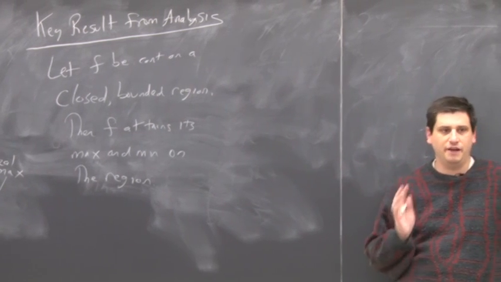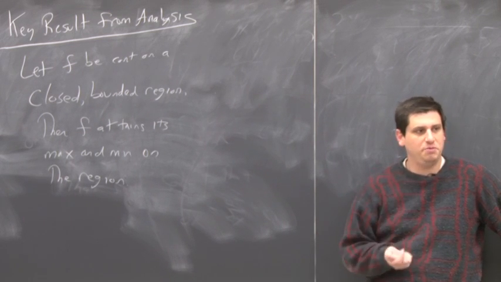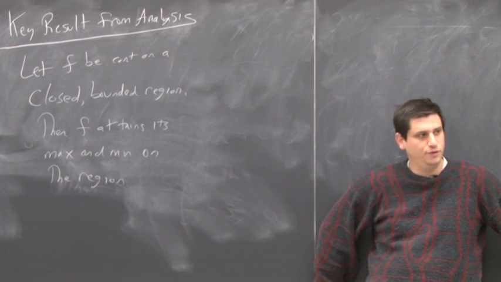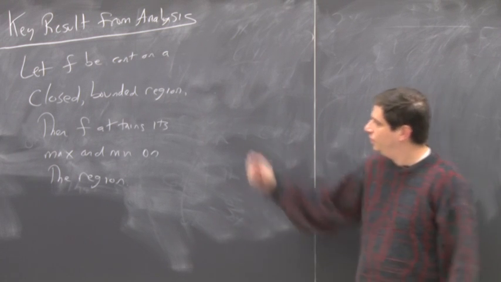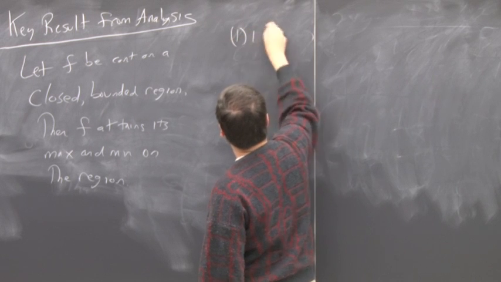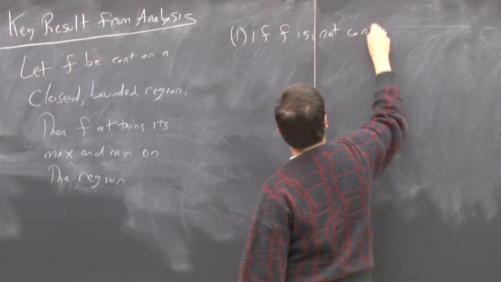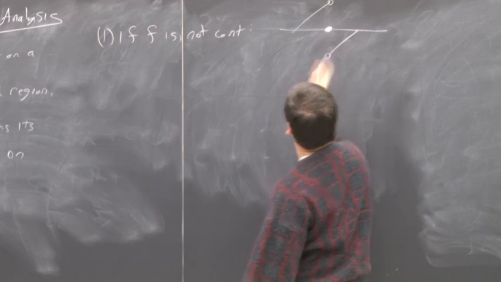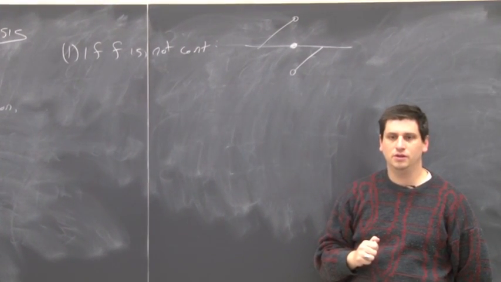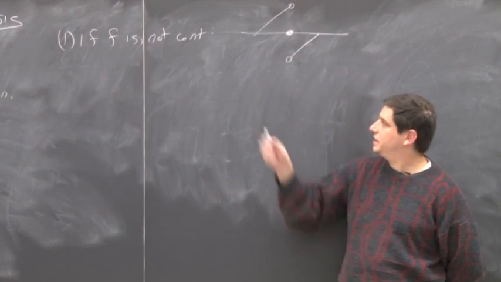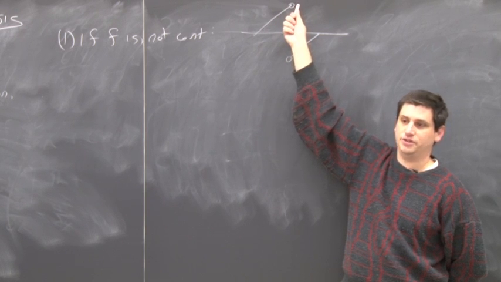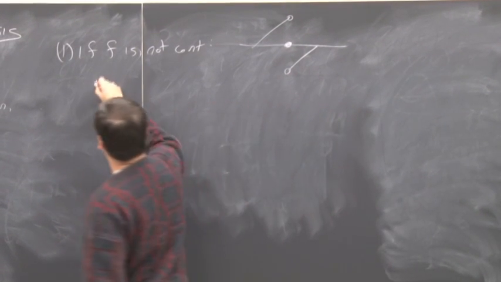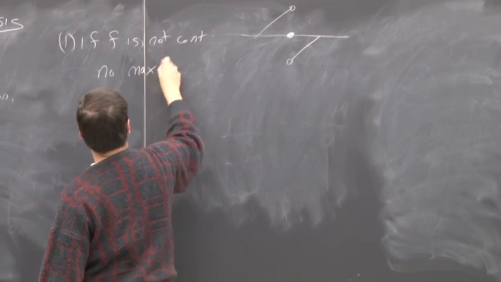One of the best things that ever happened to me when I was an undergraduate in math was one of my professors told me, whenever you have a theorem, remove a condition. The theorem should either be much harder to prove or false. And so let's remove the conditions one at a time and see what happens. If f is not continuous, consider a function like this. This function has no global maximum. As I get closer and closer to this point, my function is constantly getting larger and larger and larger. It never reaches its maximum. Similarly, it never reaches its minimum. So no maximum or minimum.